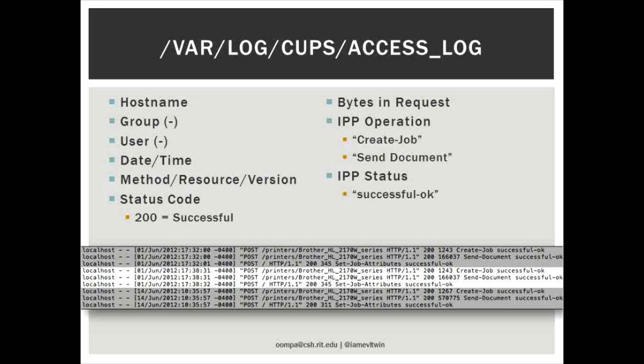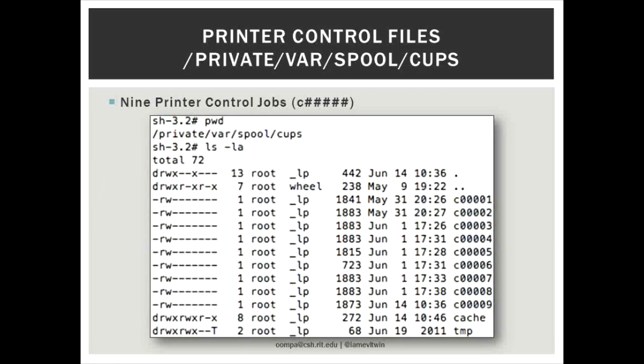The access log will show you how this print job worked out. Was it successful? Did it create the job? Did it error out? Was this person able to print what they wanted to print? Those printer job IDs can be cross-correlated with the printer control jobs. These are stored in the var spool CUPS directory. Each one has a different job ID associated with it.